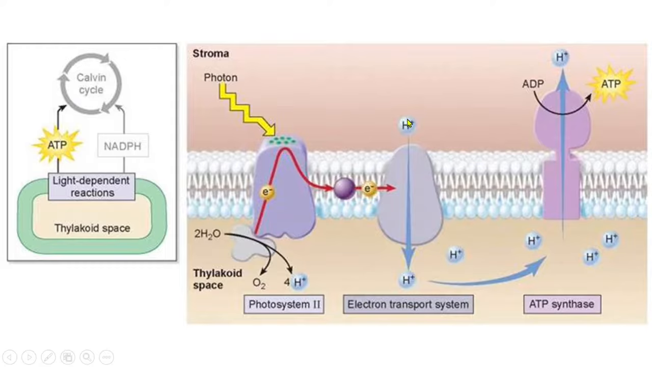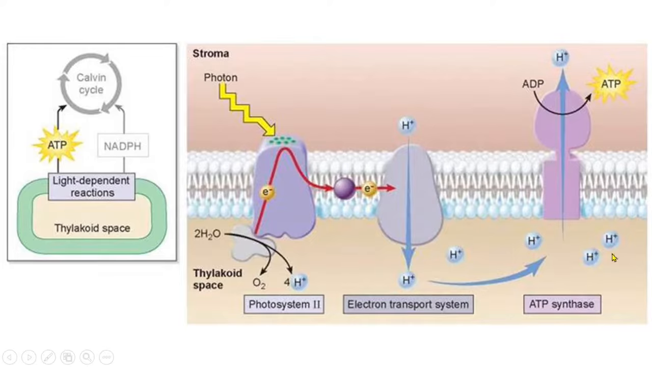The hydrogen ion, because as the electron passes through them, some energy is released. The energy is used in order for hydrogen ions on one side of the membrane to be transferred towards the other side of the membrane. You will be noticing that there will be a gradient because there will be a lot more hydrogen ions on one side compared to the other side.